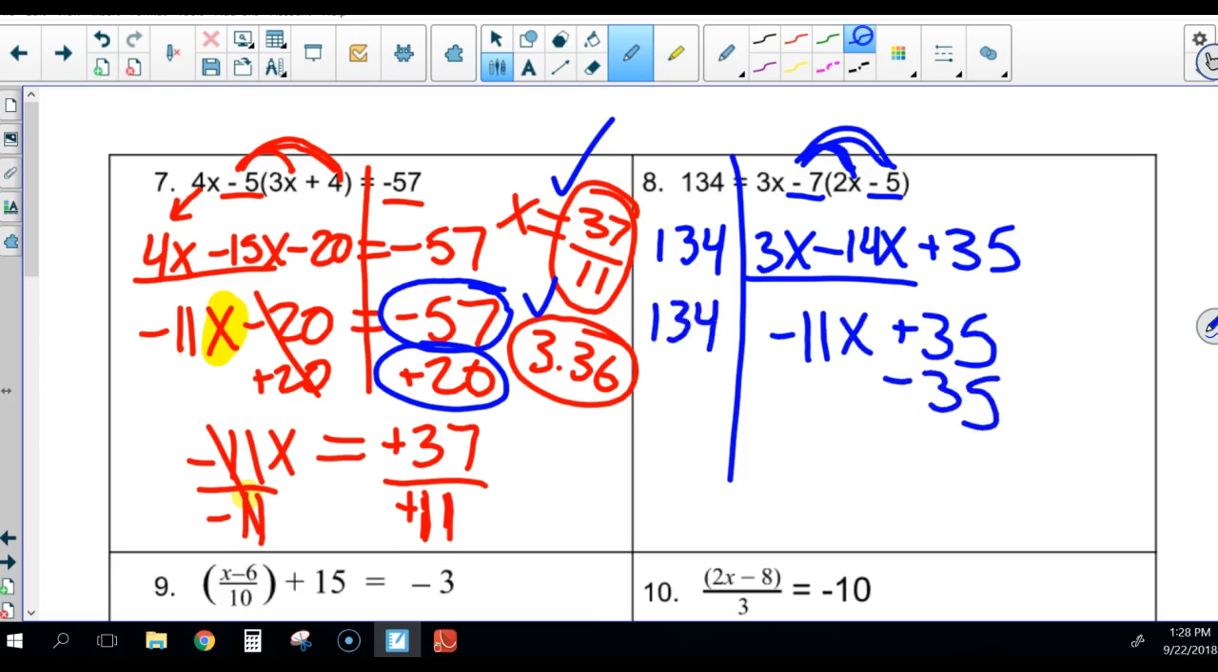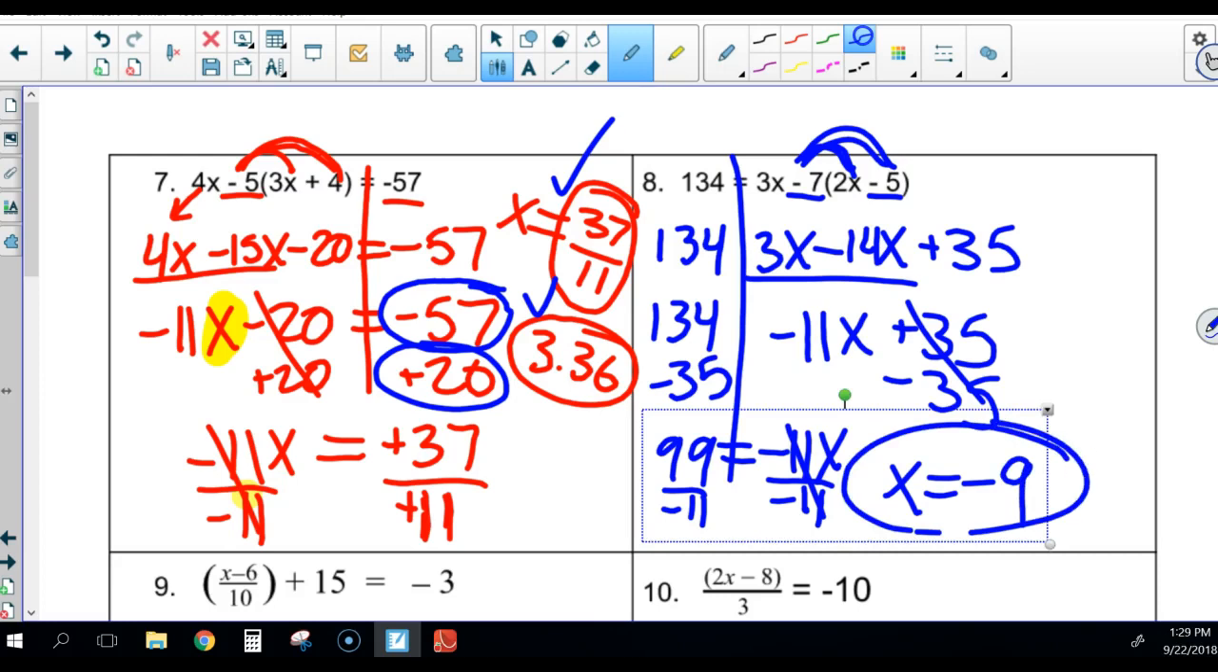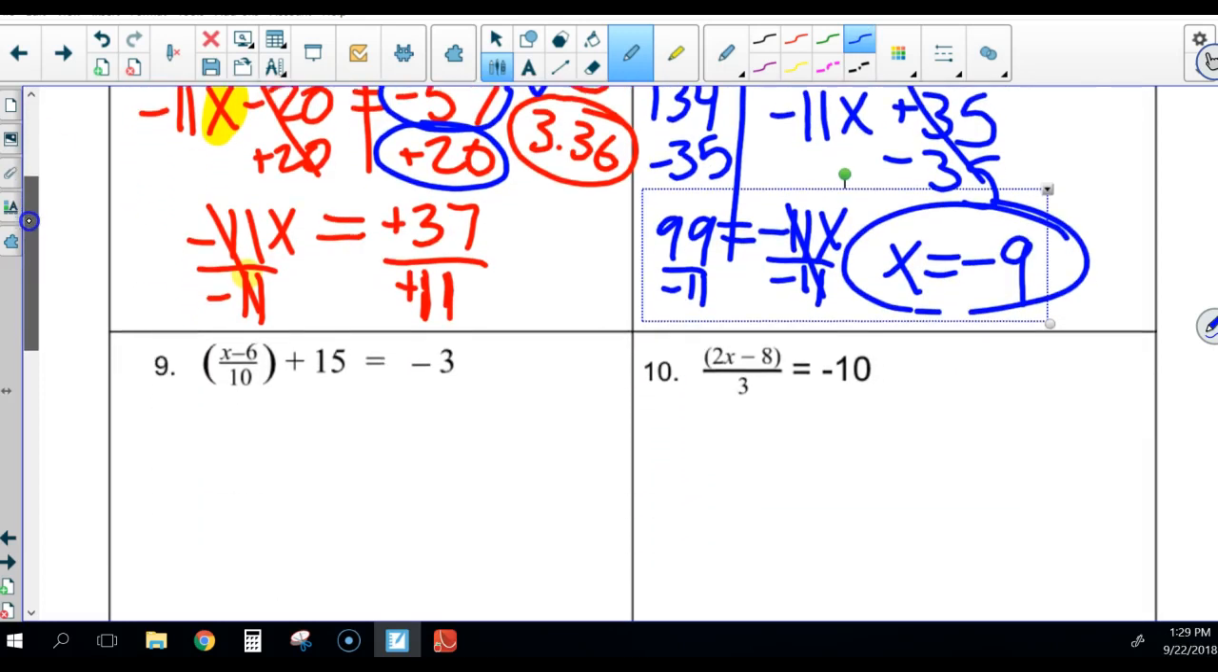Minus 35 to both sides. Excuse me. We have 99 equals negative 11x. Divide, and you end up with x equals negative 9. God, you're too fast for me to catch you.